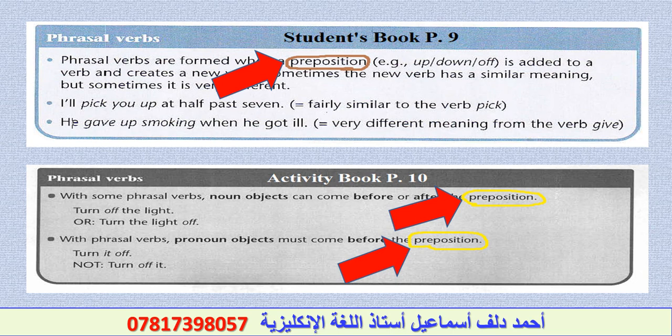My dear students, today I'd like to present you my 7th lesson. That's about a mistake written in the rule of phrasal verbs. This rule was written in the student's book, page 9, and activity book, page 10. As you see, the mistake is the word preposition. Together, we are going to know why this word is wrong, and we are going to learn how to correct it. So stay with me.